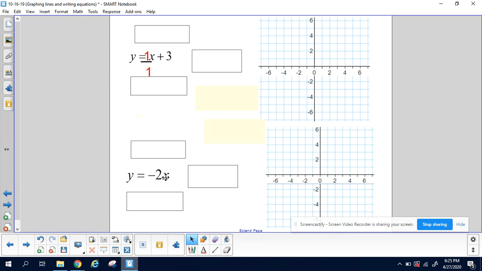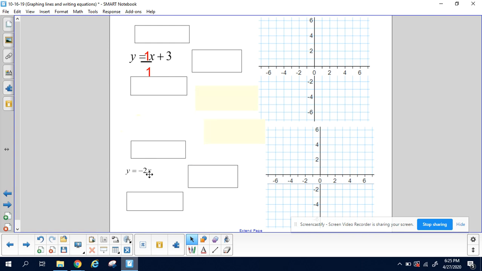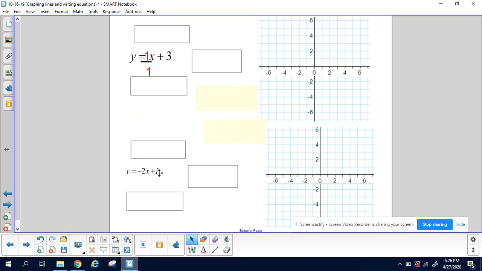Notice on this last example, there is no number in the back behind the x. When that happens to you, you want to put a 0 in the back. So if it's no number in front of the x, you put a 1. No number behind the x, you put a 0.